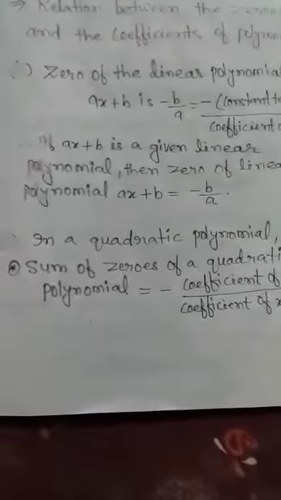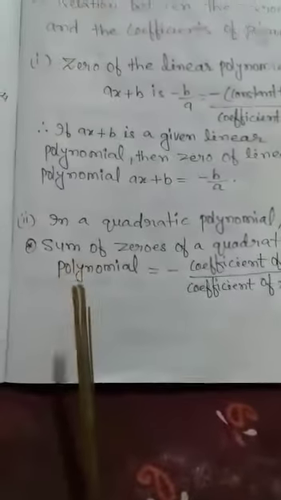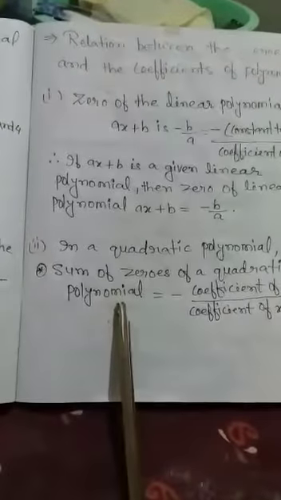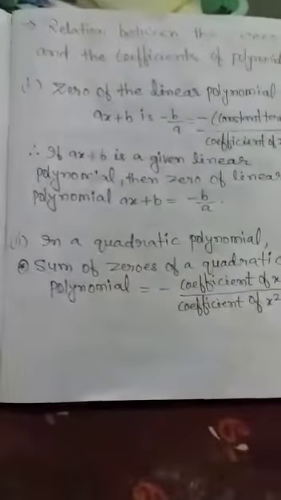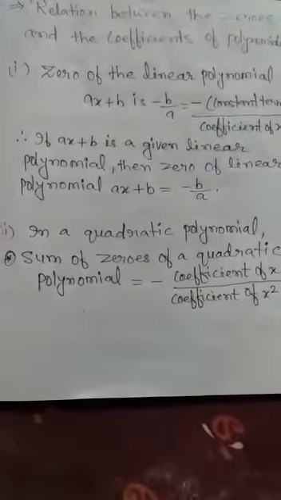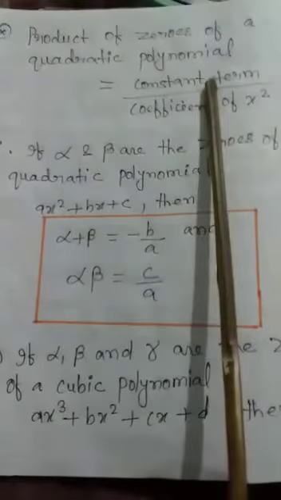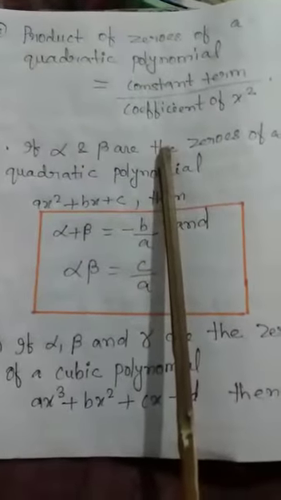Now we will proceed to the next one. Our next one is what? Linear polynomial we have already learned, so we will learn about quadratic polynomial. Now see, in a quadratic polynomial, the sum of zeros of a quadratic polynomial is equal to minus coefficient of x by coefficient of x square, as it is a quadratic polynomial. So its degree is how much? 2. Now see, product of zeros of a quadratic polynomial is equal to constant term by coefficient of x square.